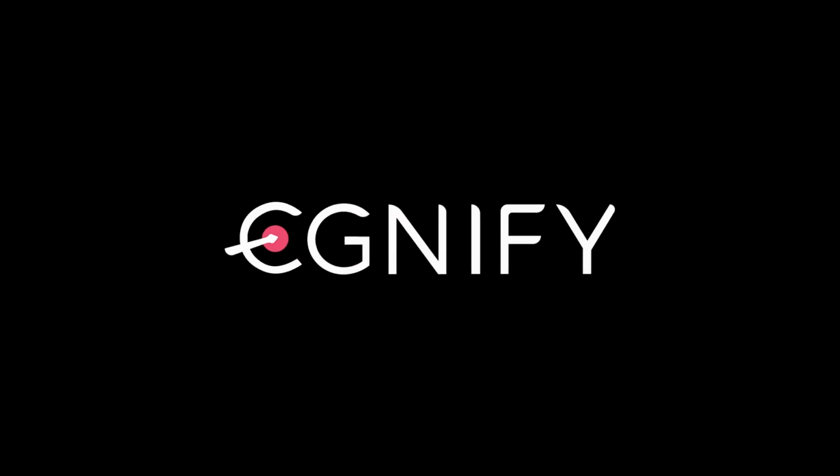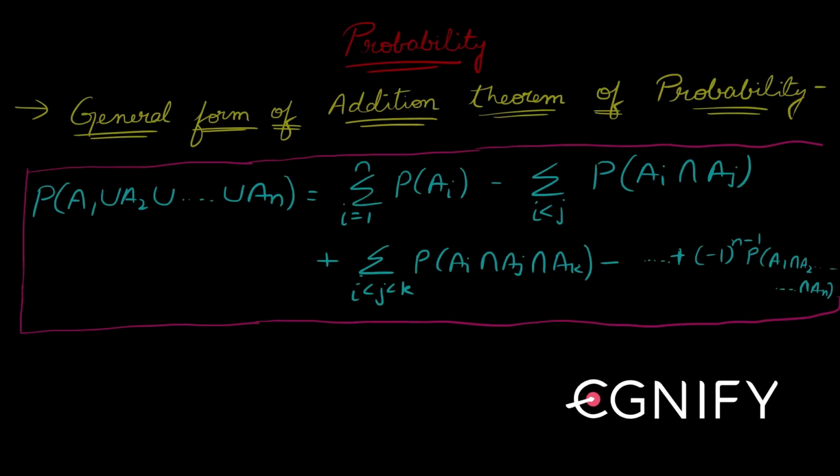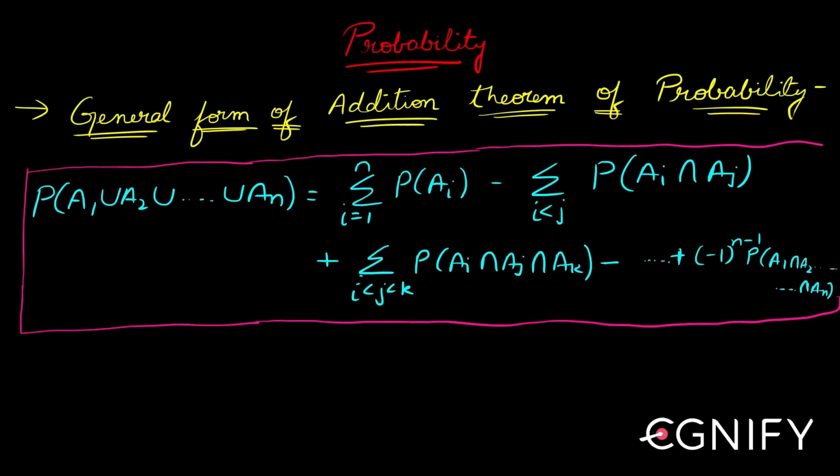So let us look at this weird formula. It looks slightly weird, but I'll explain the meaning of every term. We'll go term by term and see what that means. This is the general form of the addition theorem of probability. What we saw before was when you had only A1 and A2, and the formula you used was the one before. But that is also a subset of this formula.